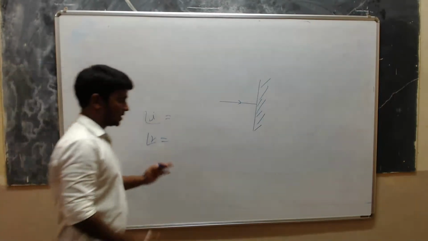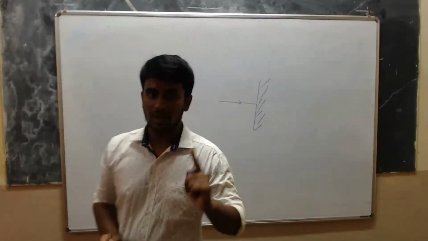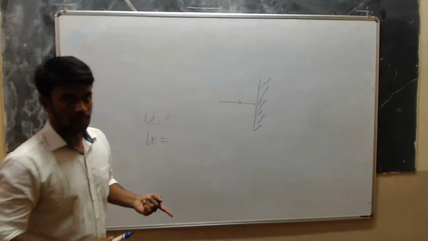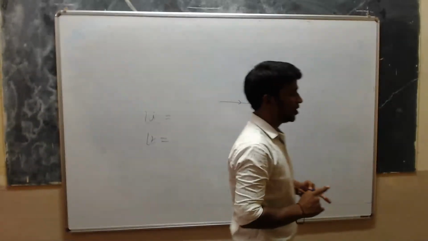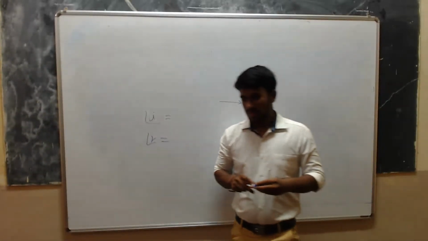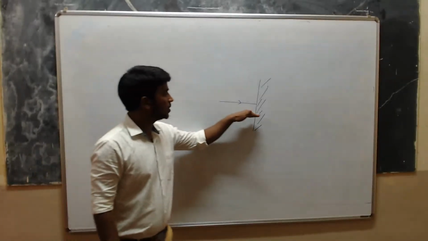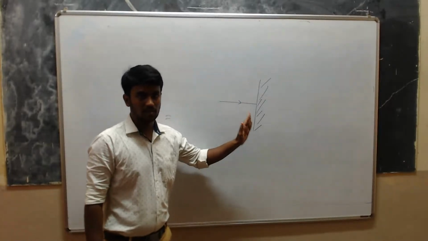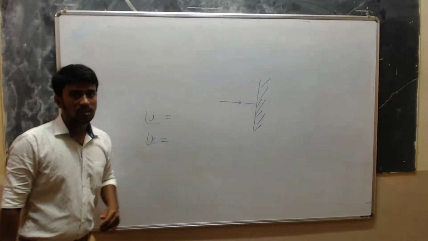See, what is the definition of angle of incidence? The angle between the incident ray and normal. And what is the angle of reflection? The angle between the normal and reflected ray. So now I am passing a ray of light perpendicular to the reflecting surface. My question is, what is the angle of incidence and what is the angle of reflection?